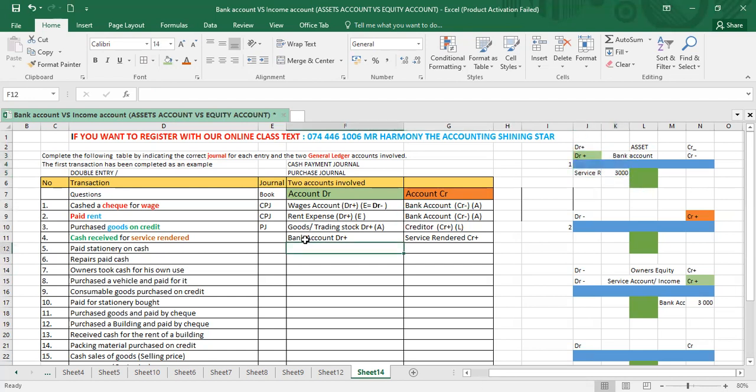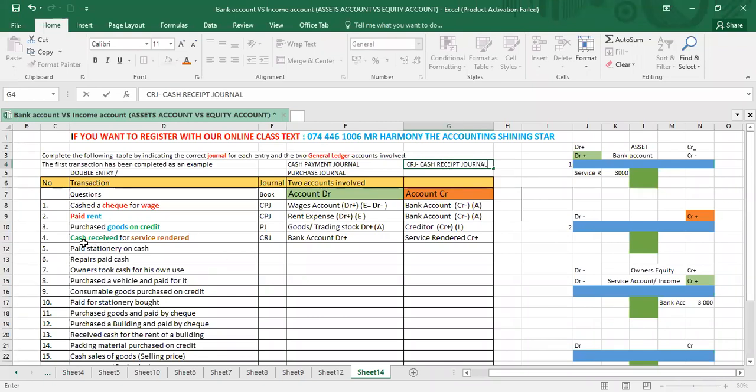Can you see, student? Every time when you receive money, which book or which journal are you going to record the money that comes inside of your business? We're going to record that money in CRJ. What does CRJ stand for? It is the book that you record money that comes inside of your business bank account. So what does CRJ stand for, student? CRJ stands for cash receipt journal. The word journal means a book.